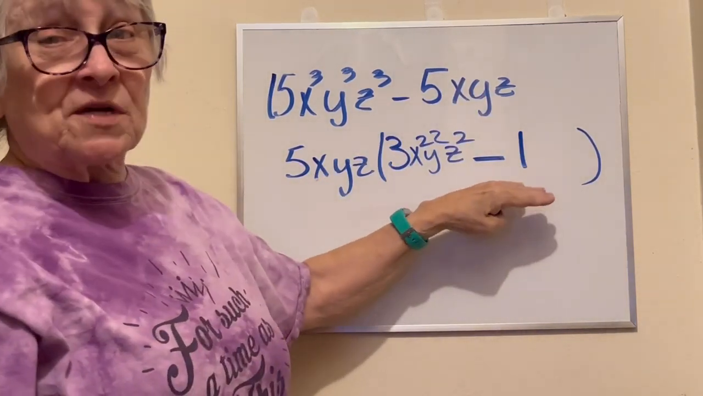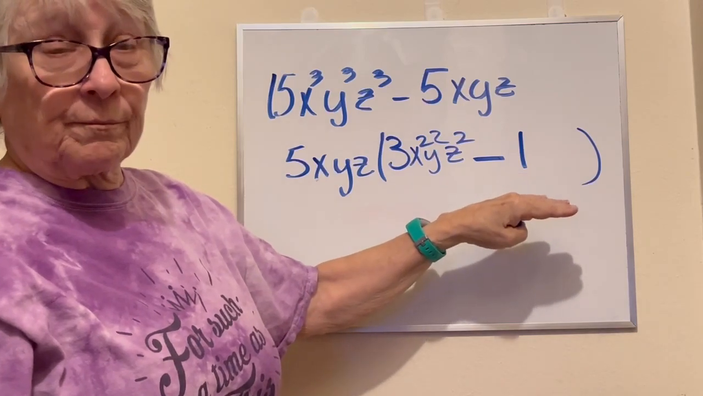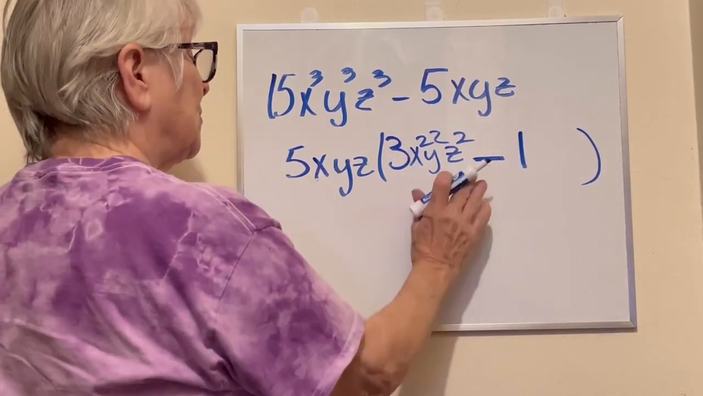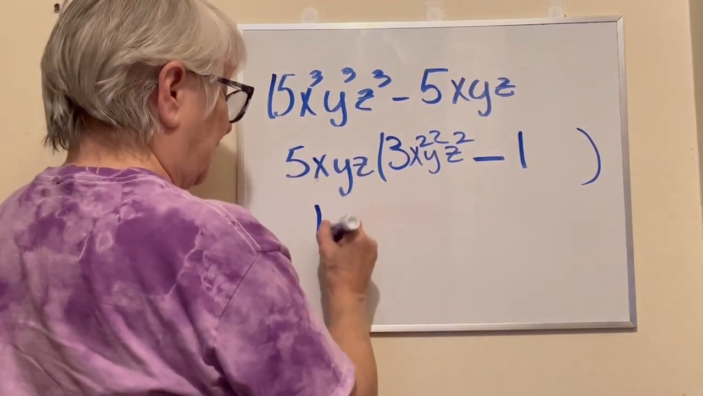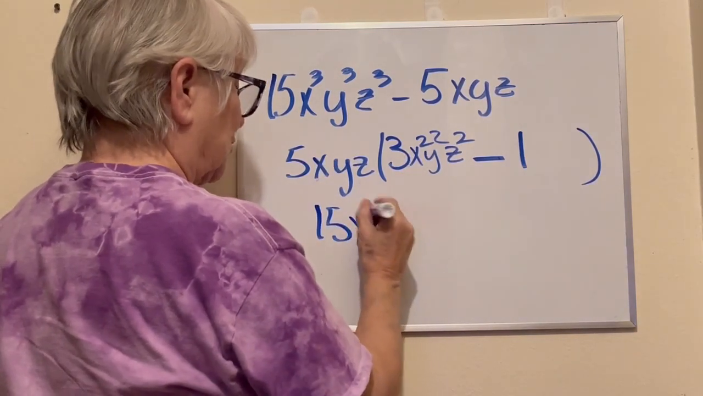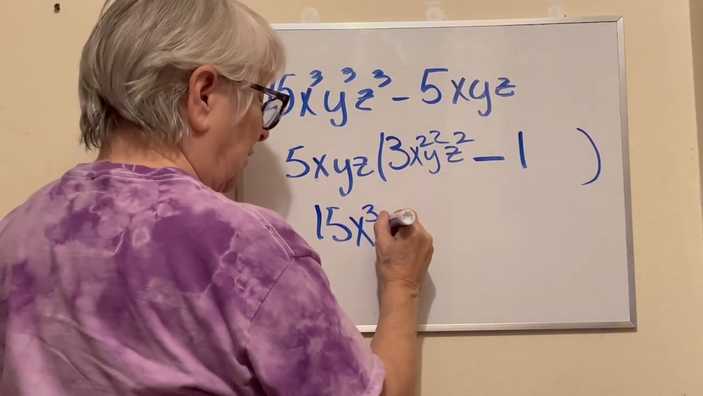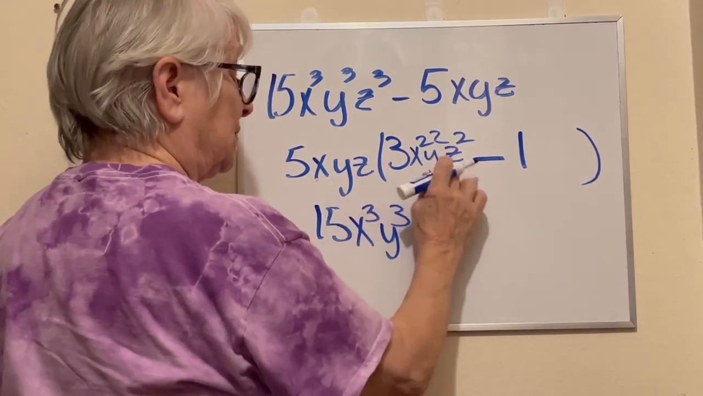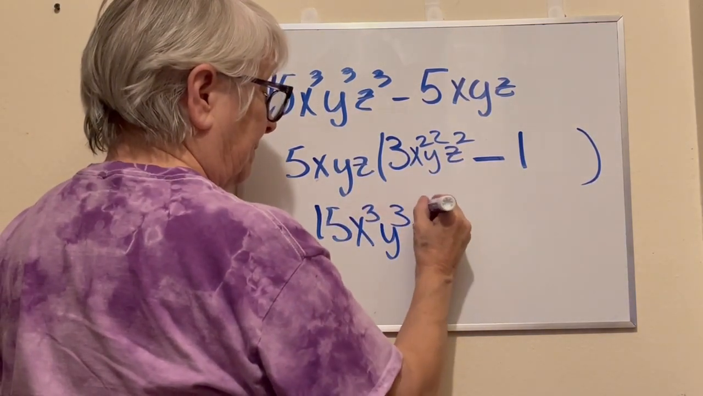Now I want to show you this time why that 1 is important. I'm going to distribute this back. 5 times 3 is 15. x times x squared is x3. y times y squared is y3. And z times z squared is z3.